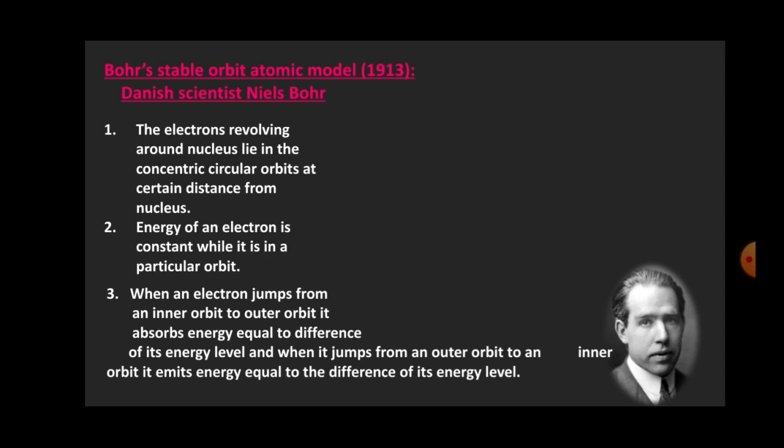Then there was another scientist, a Danish scientist, whose name was Niels Bohr, and he also came out with an atomic model which is called Bohr's stable orbit atomic model, which he gave in 1913.